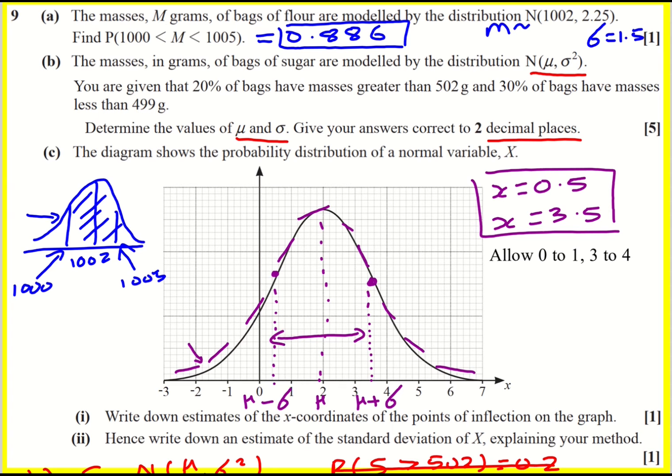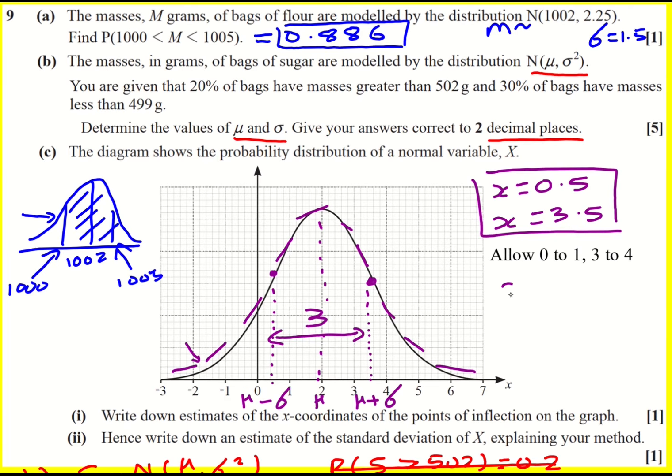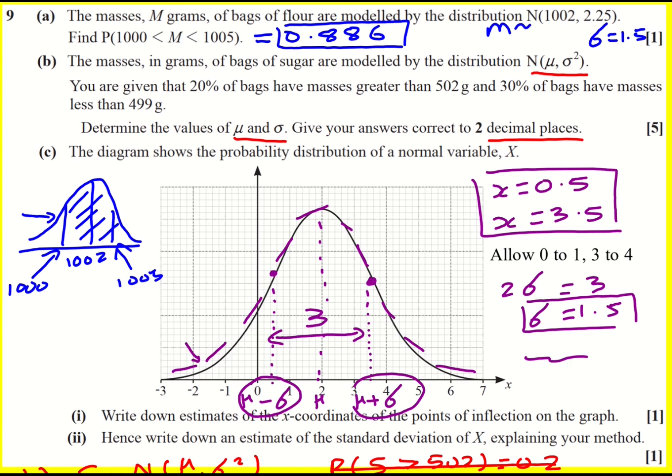And what we find in my case is that the difference is going to be 3. Therefore, 2 sigma, because that is the difference between mu plus sigma and mu minus sigma, is going to equal 3. And therefore, sigma is going to be 1.5. I mean, it says explain your method. It's only 1 mark, but I need to kind of point this out. And I think I would write in words, I'm not going to do it here, but write in words that the points of inflection are at mu plus sigma and mu minus sigma. The difference is 2 sigma is 3, and therefore sigma is 1.5. That is the standard deviation.